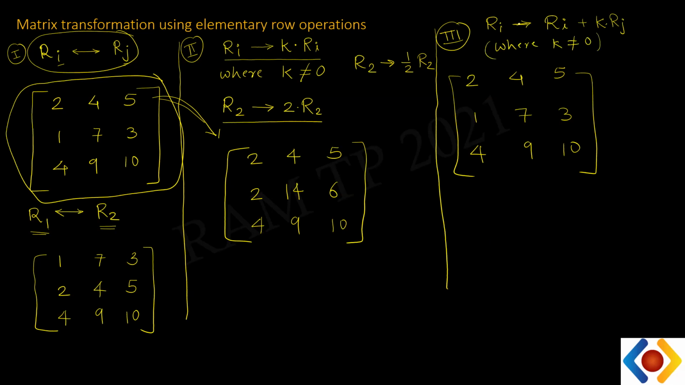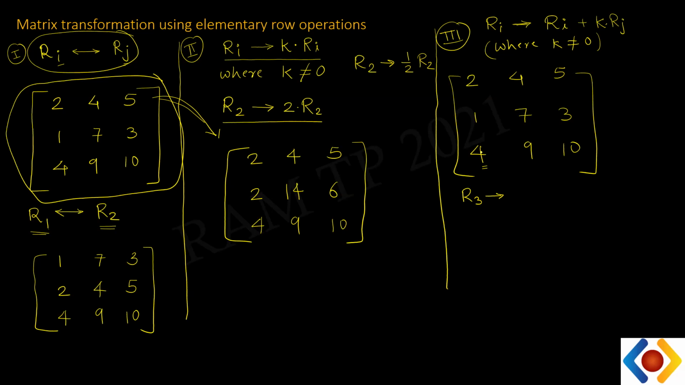Let's take some example to understand this. Can it be only plus k? I'll come to that point. It can be minus as well. So let's do something with row 3. We haven't touched row 3 yet. So let's say I want to modify row 3, and I want to make this element 0. Okay, this 4, I want to make this 0.